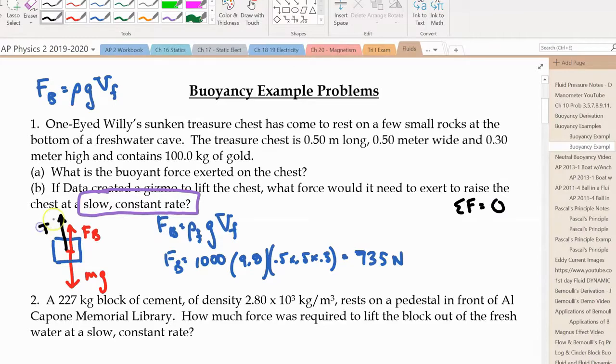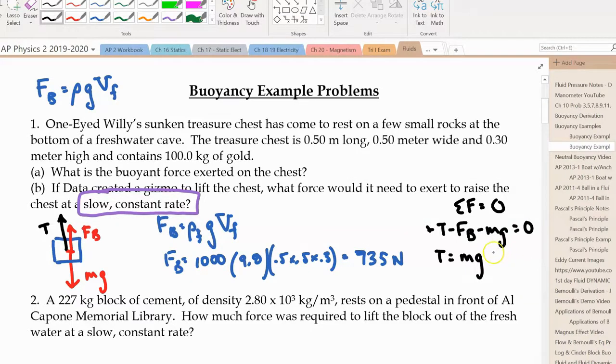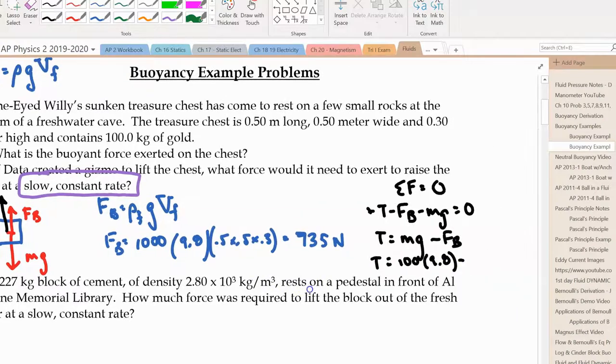So if we take a look, we're going to have another force. We'll call that tension acting up on it. So we're going to have plus tension, plus the buoyant force, minus mg equals 0. And then the tension, this should just kind of make sense, right? It's going to be the weight minus whatever force is acting back up on it, the buoyant force. So tension equals 100 times 9.8 minus, we already calculated it, 735, which gives 245 newtons.